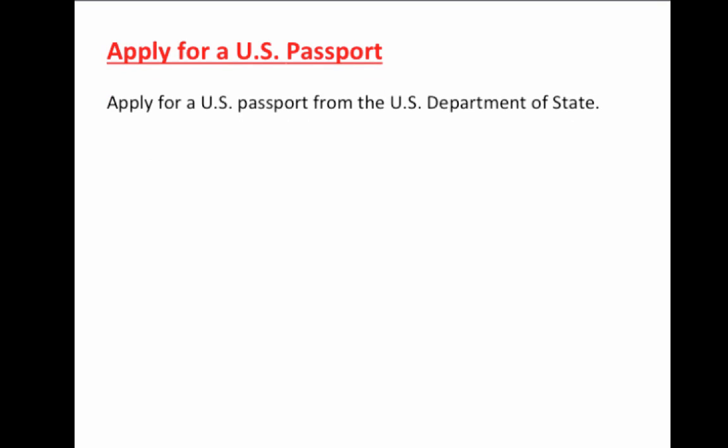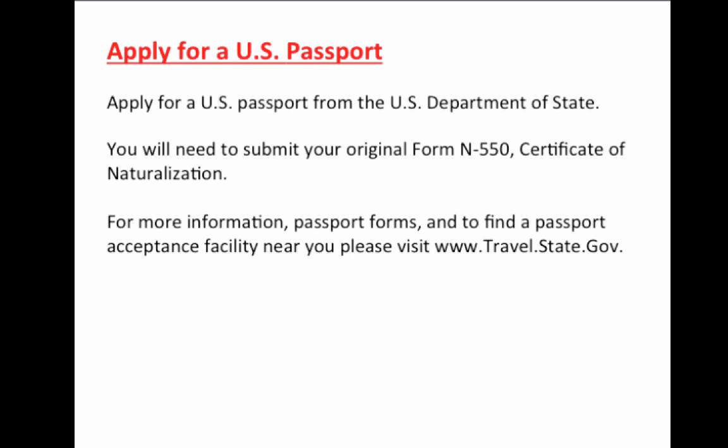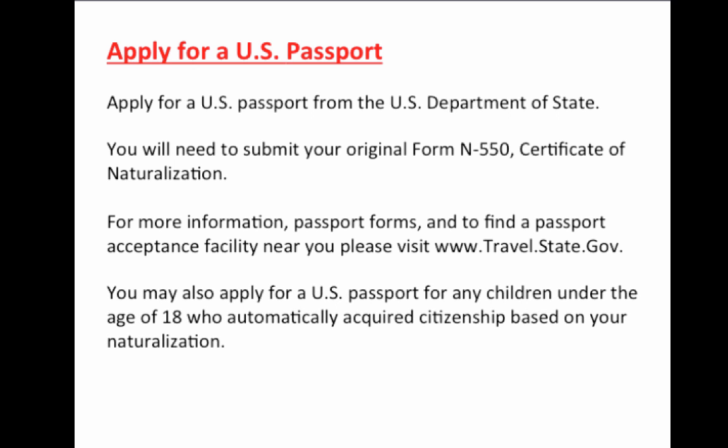First things first, apply for a U.S. passport from the U.S. Department of State. You will need to submit your original Form N-550, which is your certificate of naturalization that you just received. You're going to go to travel.state.gov to find the passport acceptance facility near you and for more information. You may also apply for a U.S. passport for any children under the age of 18 who automatically acquired citizenship based on your naturalization.